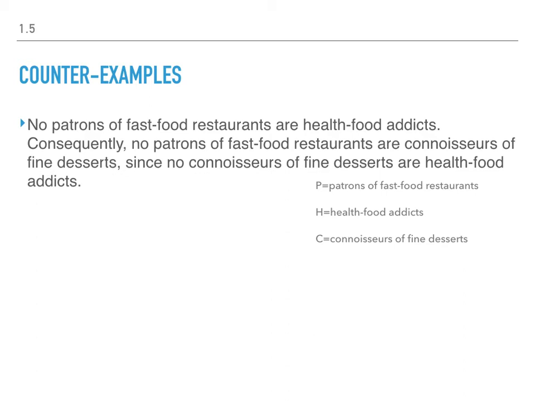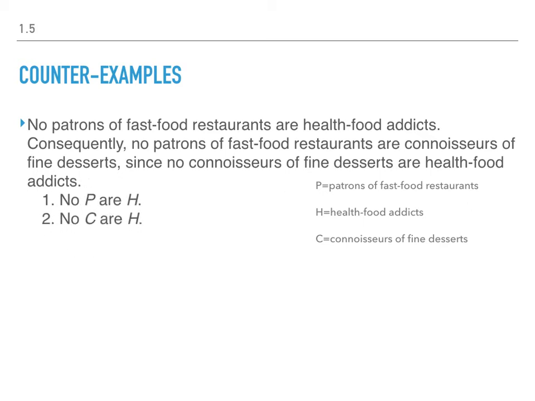So using P for patrons of fast food restaurants, H for health food addicts, C for connoisseurs of fine desserts. So we've singled out those categories of objects. Now we can go back and translate the argument into semi-symbolic form. The first sentence, no patrons of fast food restaurants are health food addicts, now becomes no P are H.